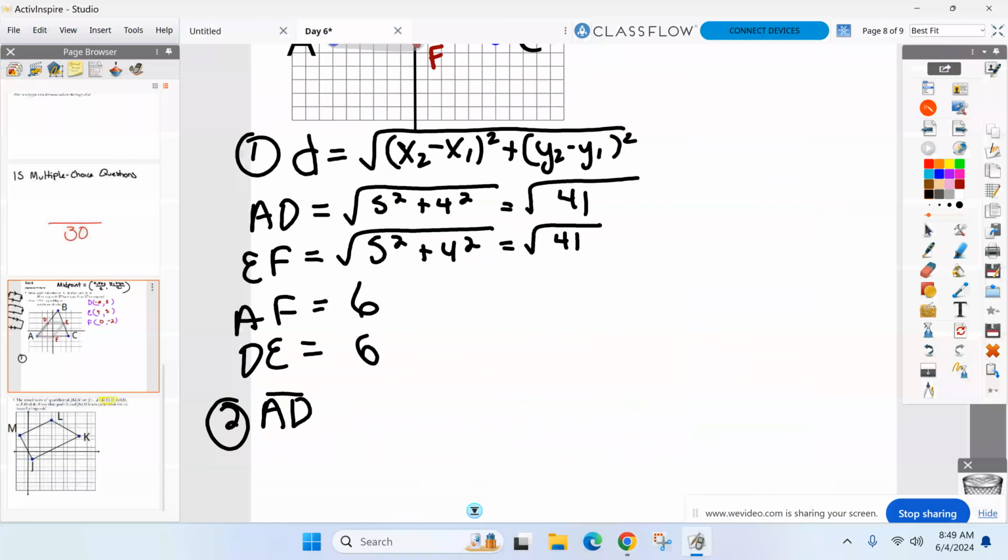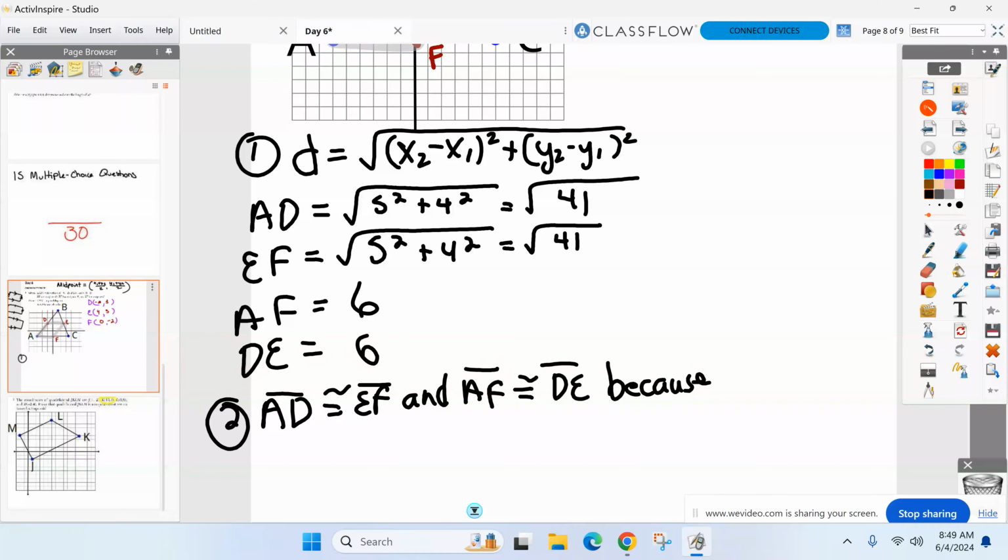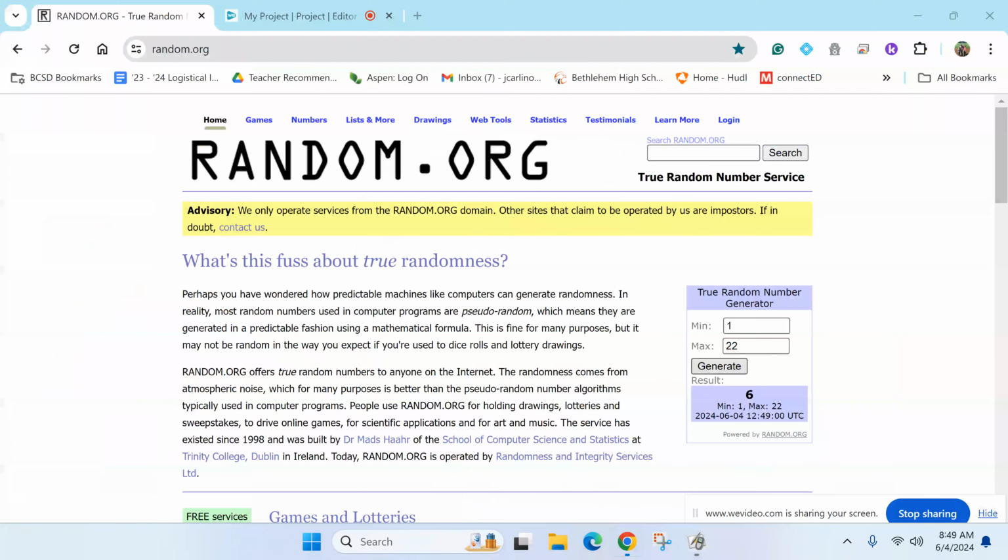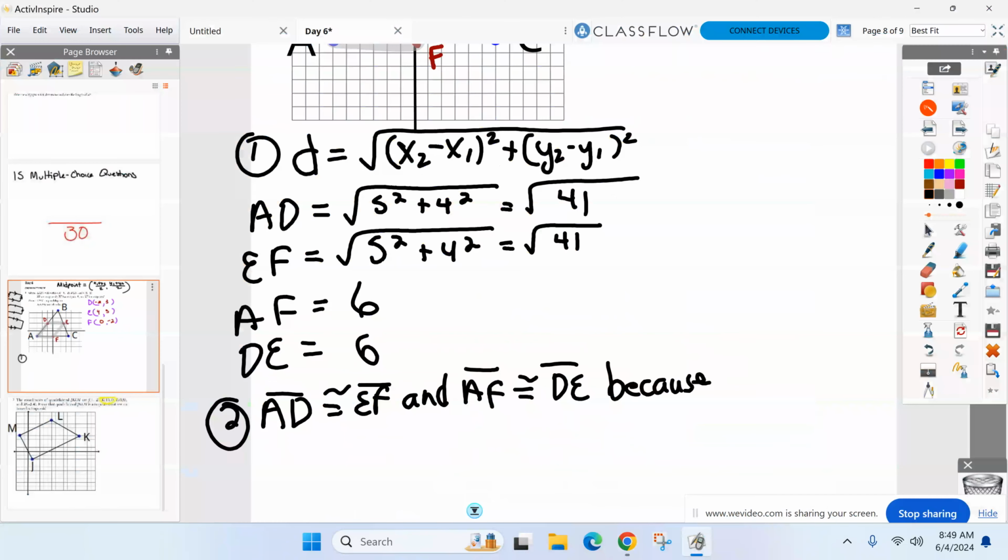Okay, AD congruent to EF and AF is congruent to DE. That's what I just showed, and you always have to have a because here. Just can't write it down without backing it up. Why are they congruent? Use your work now. Use your work. Finley, back to you. Your proof. Done. That's all I need, because distances are equal.